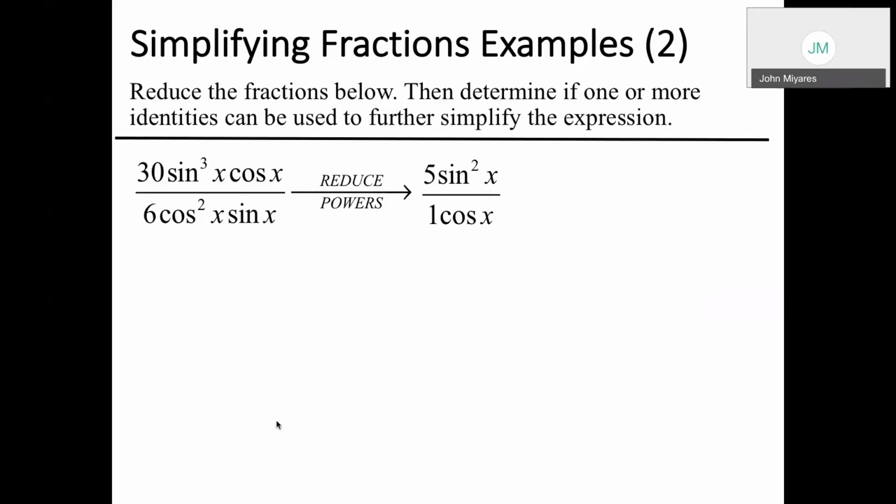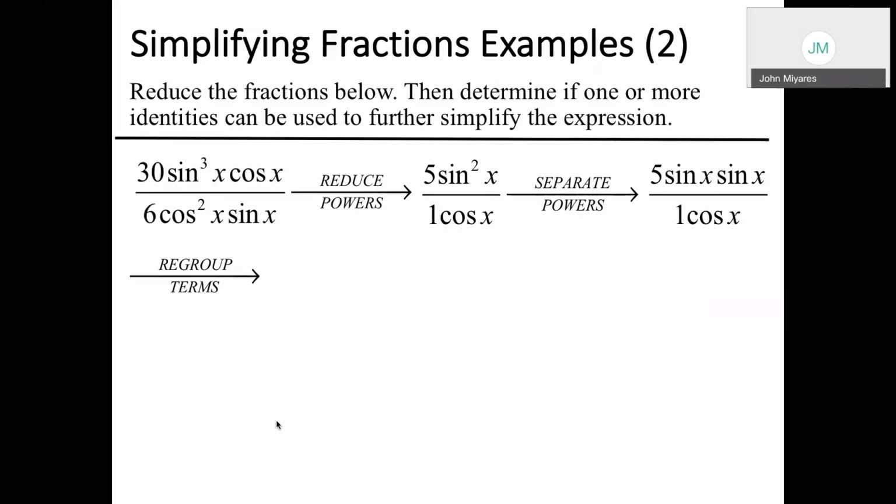Now, this time, instead of thinking Pythagorean, I want to separate out the powers to make it look like 5 times the sine of x times the sine of x over the cosine of x. Where separating the powers becomes handy is that I know that sine of x over cosine of x is equivalent to the tangent of x. So if I regroup the terms, separating them out, I can get 5 times the sine of x over 1 times sine of x over cosine of x.